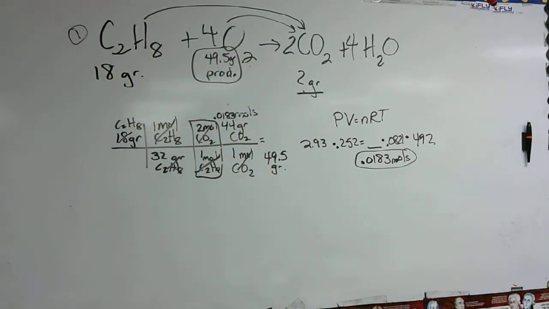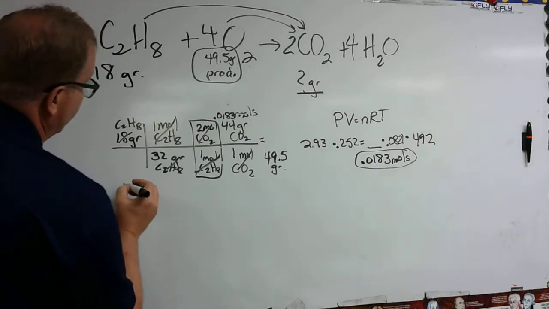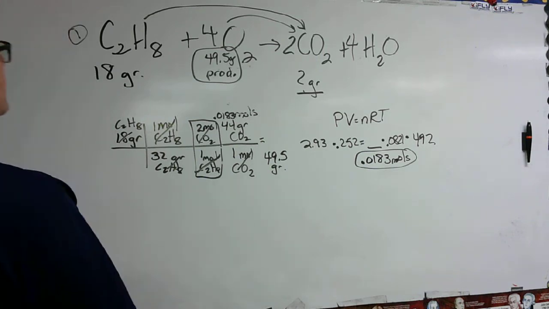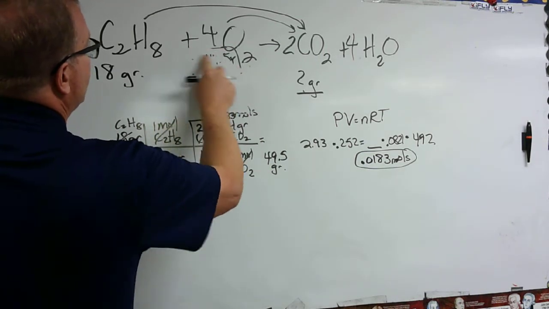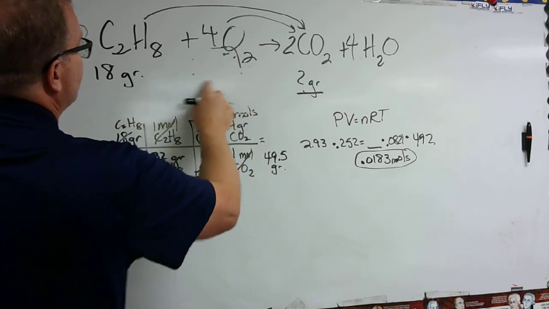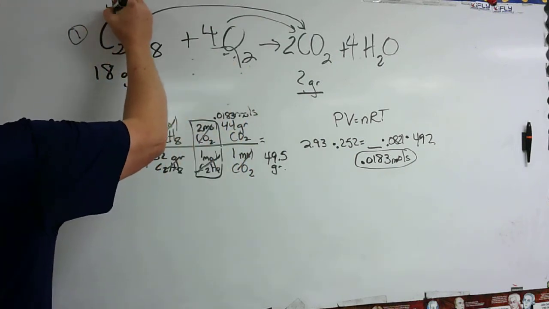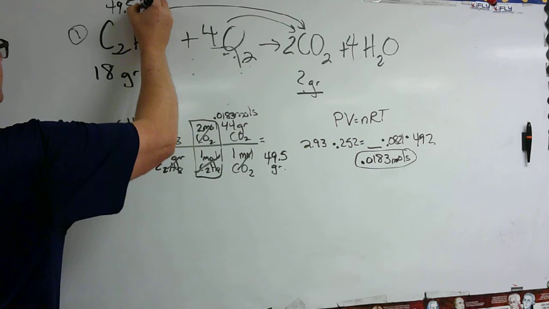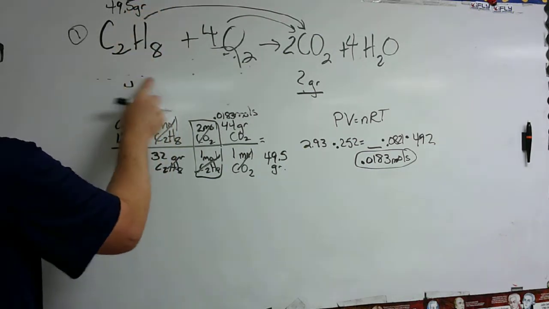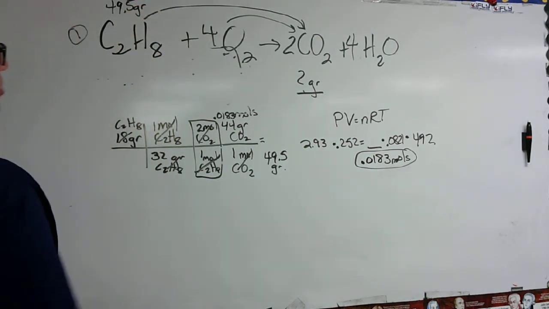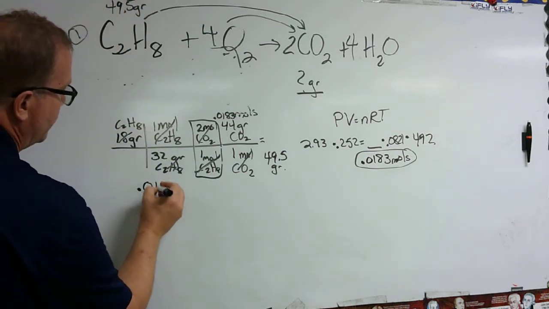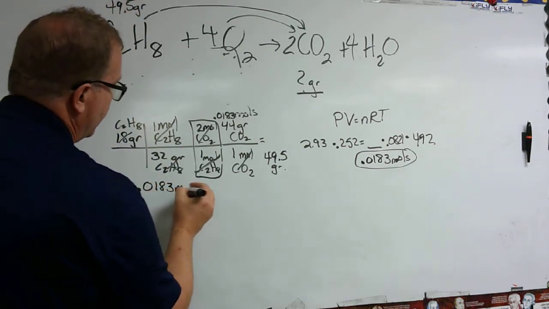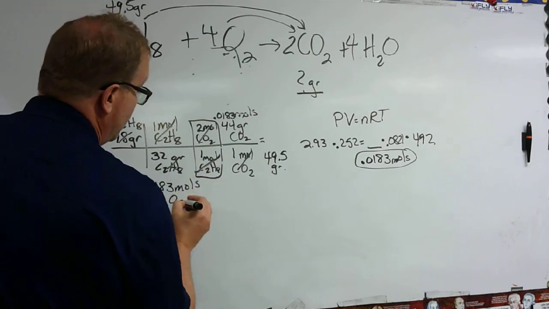Now we're going to go ahead and do the other one. So we're going to go same steps. Oops, with this one it's 49.5 grams. I apologize for that. This is what produces this. And I have my mole number here, fortunately. It's going to be 0.0183 moles of O2.